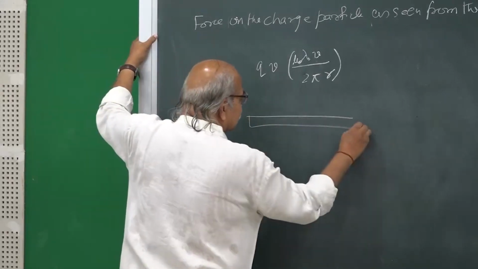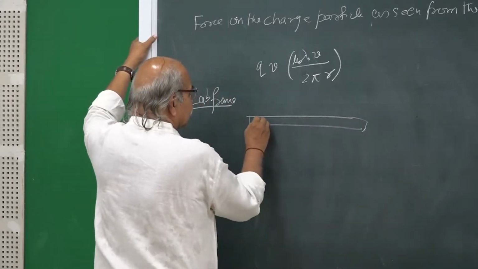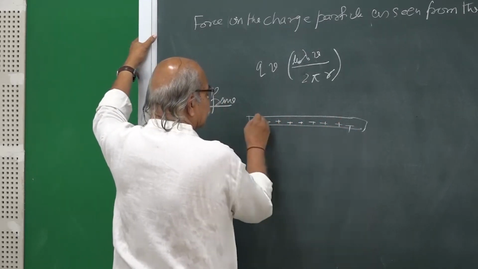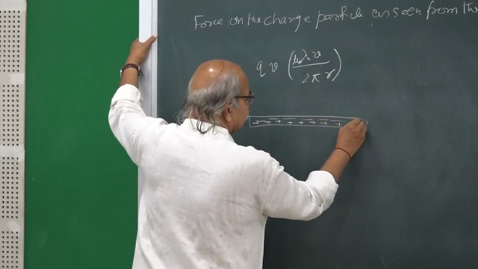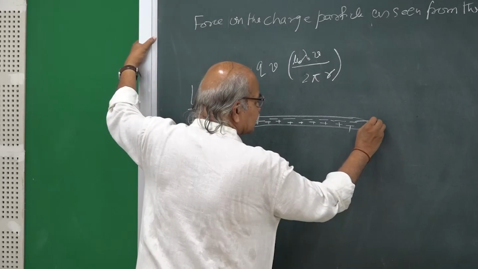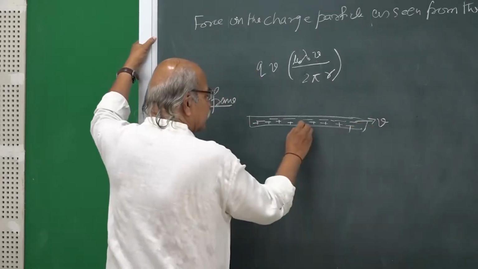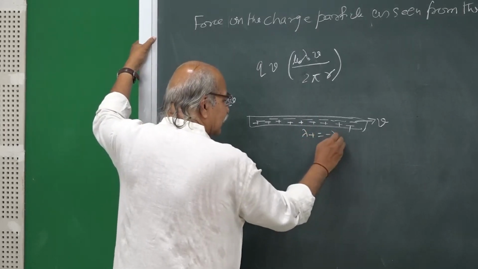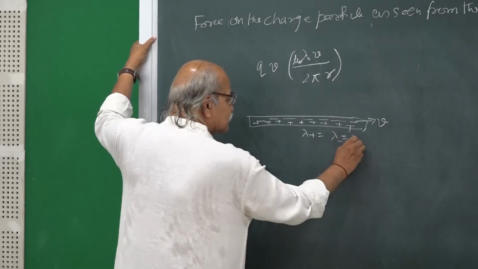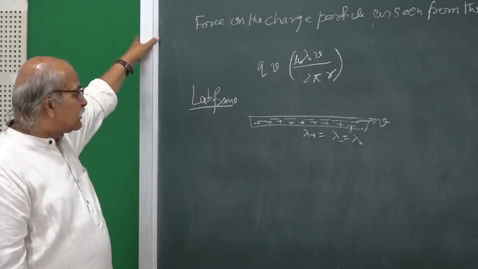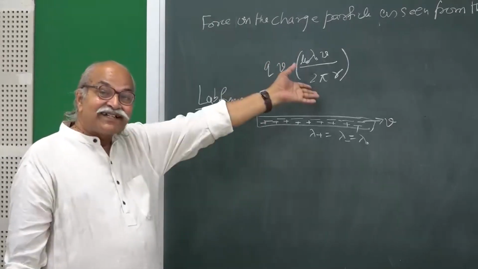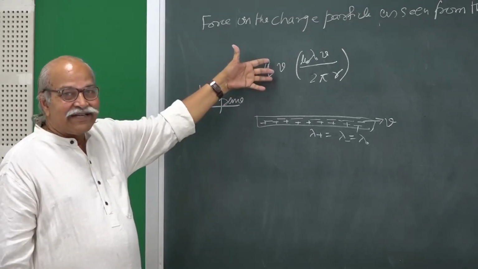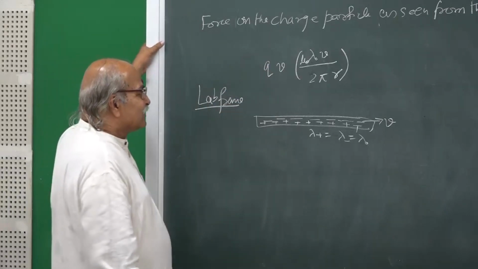In the lab frame, what is this picture? The picture was that the positive charges are at rest, the negative charges are moving. So, there is a current here, moving with velocity v, and the charge densities were the same, lambda plus equal to lambda minus, and that is equal to lambda naught. So, there is no electric field, but the force is there. So, there has to be another kind of field which exerts force in the lab frame, and you can recognize what it is.